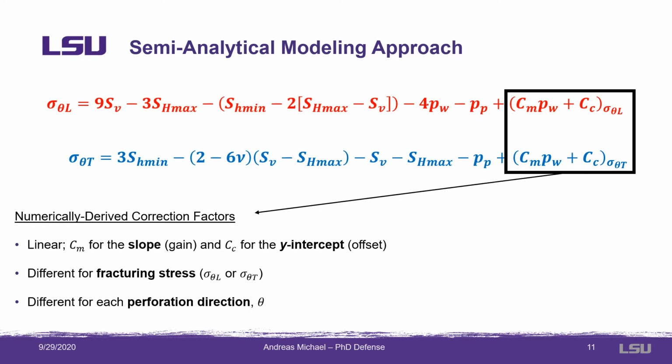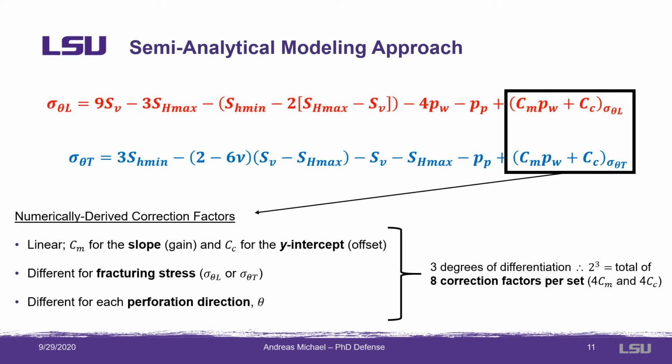For a full-scale analysis of a wellbore trajectory in a given location, we have two extreme perforation directions, 2 fracturing stresses per perforation, and 2 correction factors per fracturing stress. 2 times 2 times 2 is equal to 8. Therefore, a complete correction factor set must include 8 correction factors in total, 4 C_Ms and 4 C_Cs.